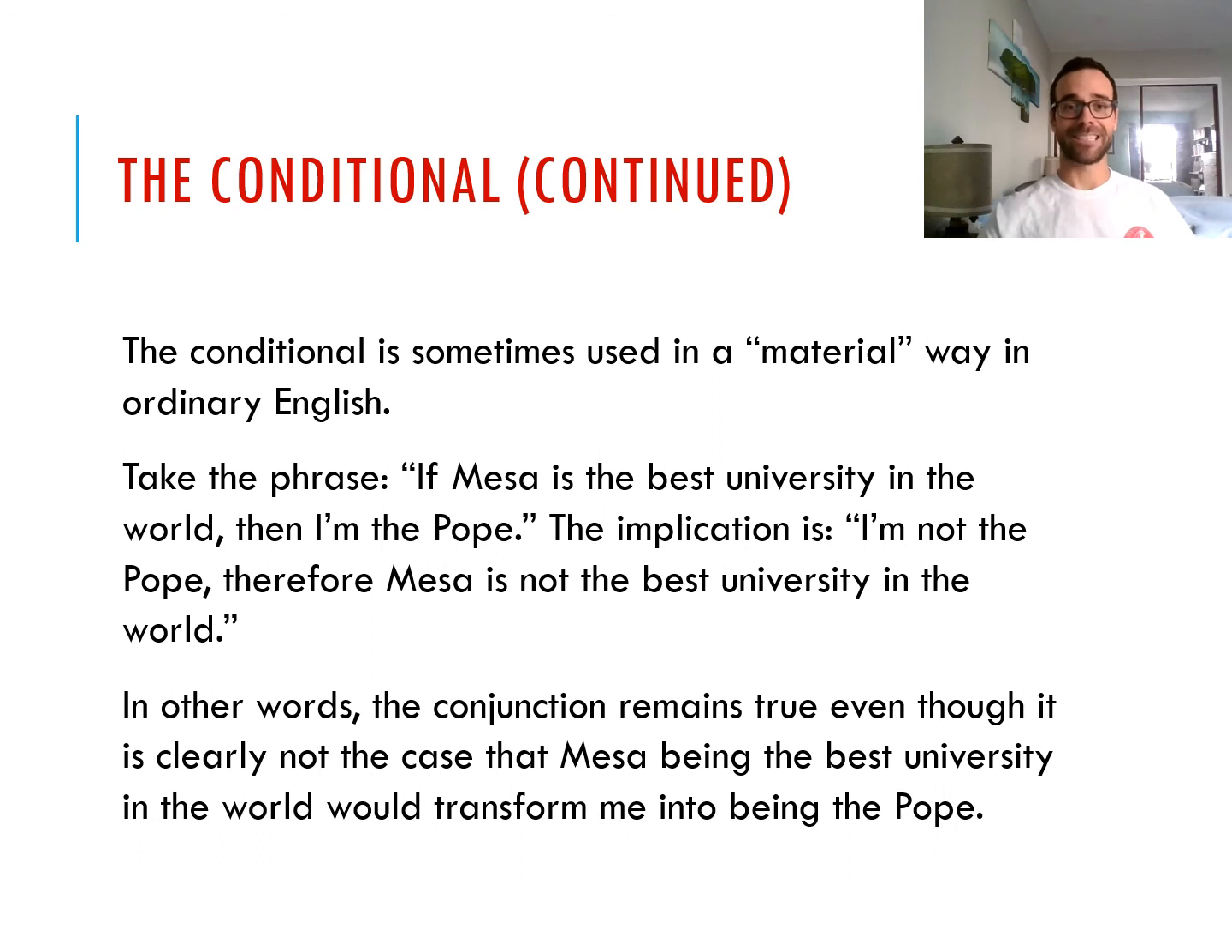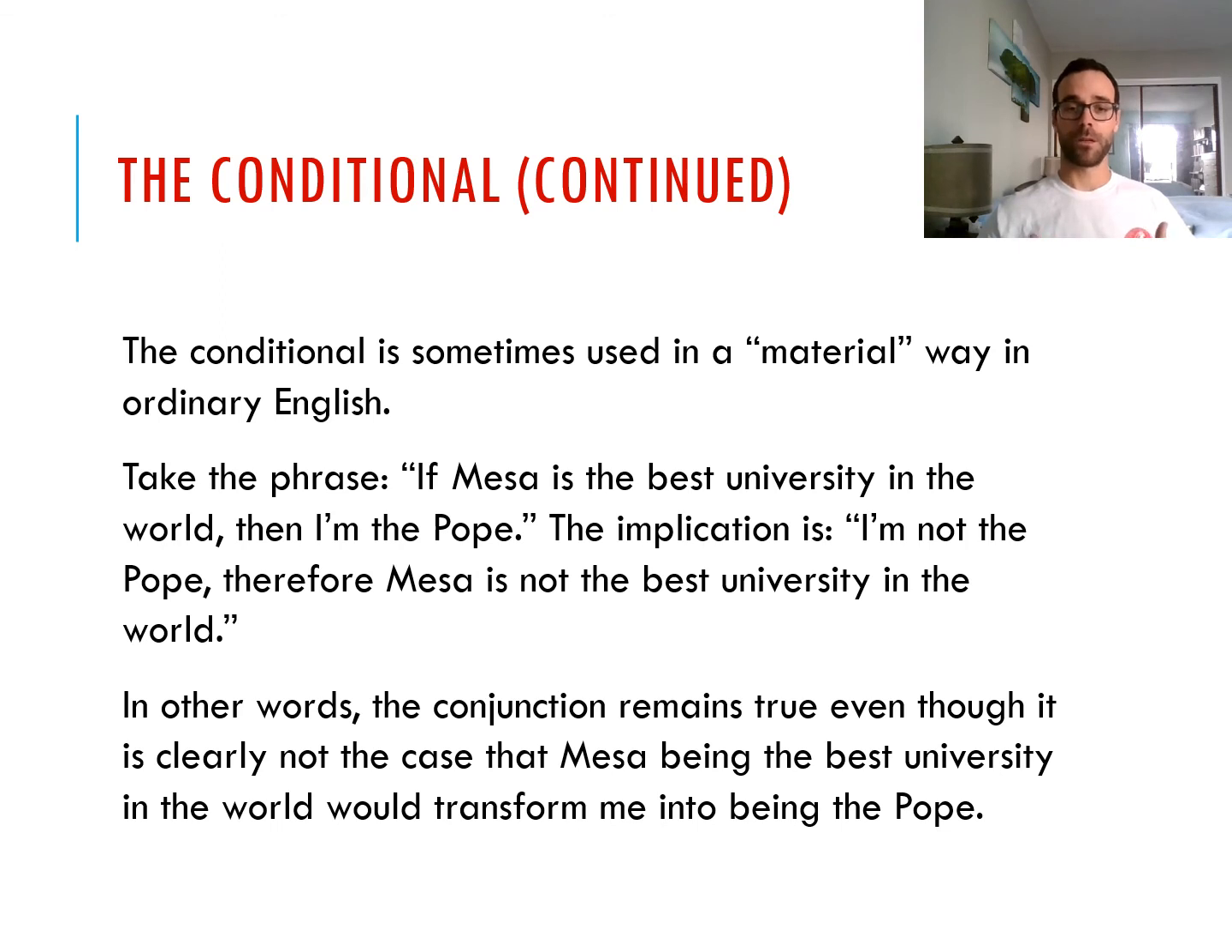Again, as an example, I can make the statement, if Mesa is the best university in the world, then I'm the Pope. The implication obviously being that I'm not the Pope, therefore Mesa is not the best university in the world. This will be highlighted later on in the course when we start getting into types of deductive proofs, and we learn different ways in which we can deduce certain things from others, namely modus ponens and modus tollens arguments.